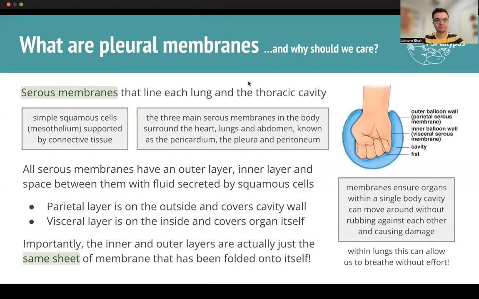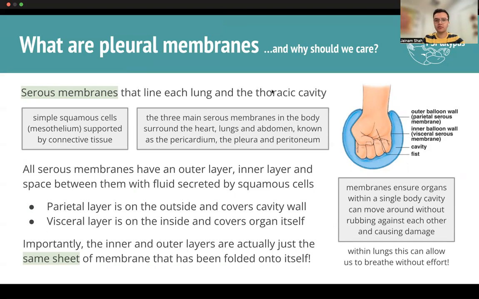So let's get started. Before we even talk about pleura and the lungs, it's important to understand what pleural membranes even are and why we should care about them in the first place. When we say pleural membranes, it comes under the general umbrella term of a serous membrane. The pleura are serous membranes that line each of the lungs. So you've got two of them, and you've got it lining the thoracic cavity. When I say serous membrane, I'm talking about a simple squamous cell mesothelium supported by connective tissue. So literally a single layer of epithelium that is supported by connective tissue.